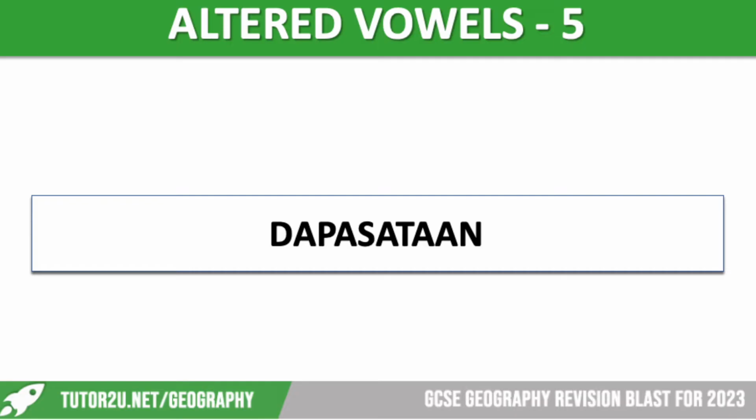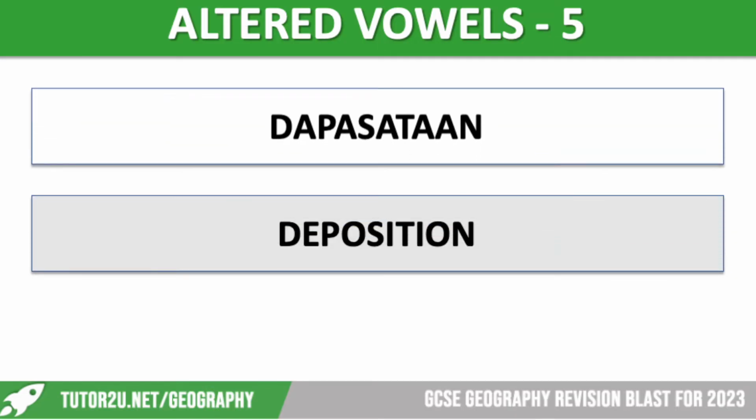is currently on the screen for you. Let's reveal. It is deposition. So glaciers deposit the material they're carrying when they melt, with most deposition taking place at the front, which is also known as the snout of the glacier.